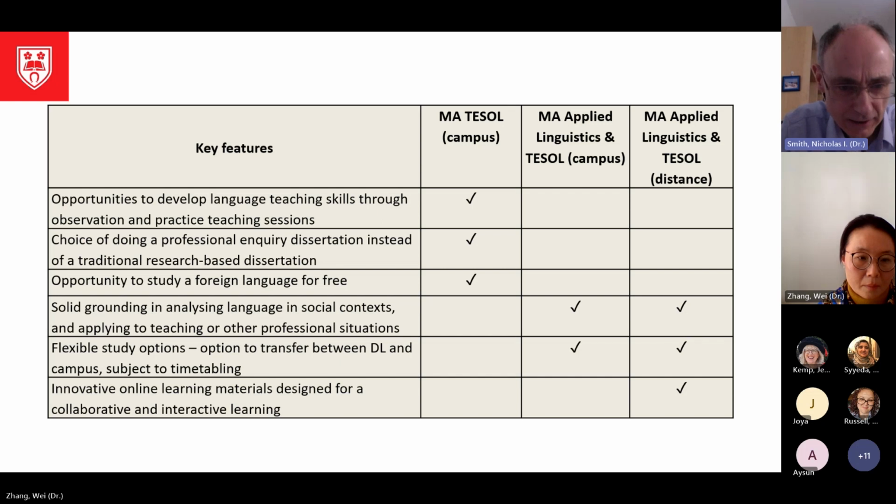What else can I highlight here? If you're doing the applied linguistics program, we emphasize particularly skills in analyzing language in social contexts, such as genre and discourse analysis and social linguistics. And on the distance program, we have extensive online materials developed in a collaborative way and very interactively so that you can have peer support as you proceed along the journey of the distance program.